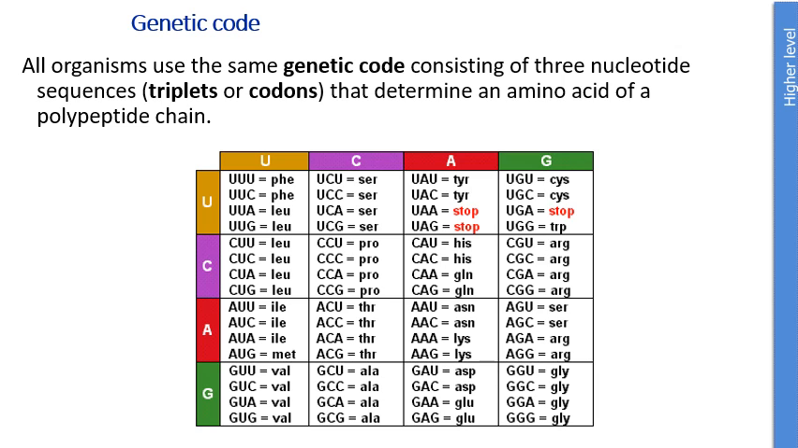All living organisms use the same genetic code, and that allows ribosomes to translate 3 nucleotide sequences known as codons into sequences of amino acid residues on polypeptide chains. So basically the RNA gets translated into a particular amino acid.